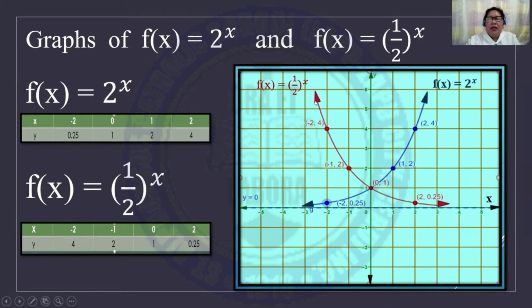The red one is the graph of the function 1/2 raised to x. The blue one is the graph of the function 2 raised to x. And do not forget to label the y-axis with y, the x-axis with x, and our x-axis becomes the horizontal asymptote, y is equal to 0.